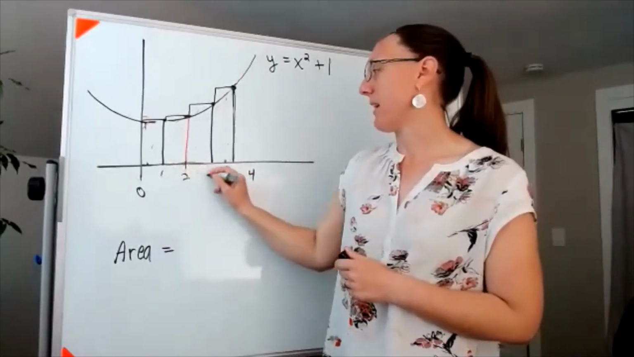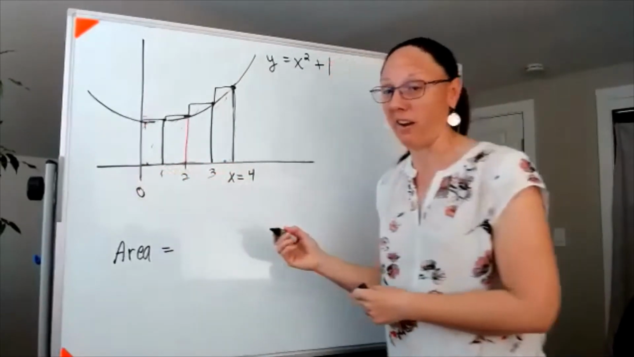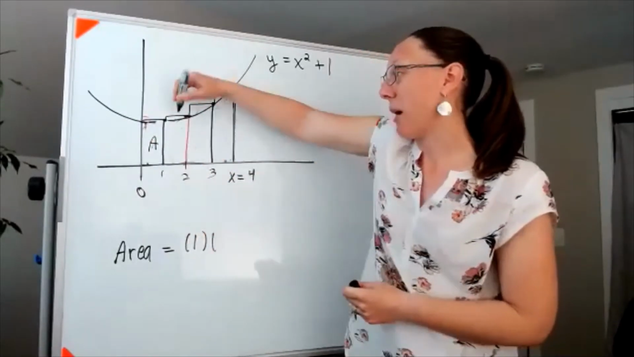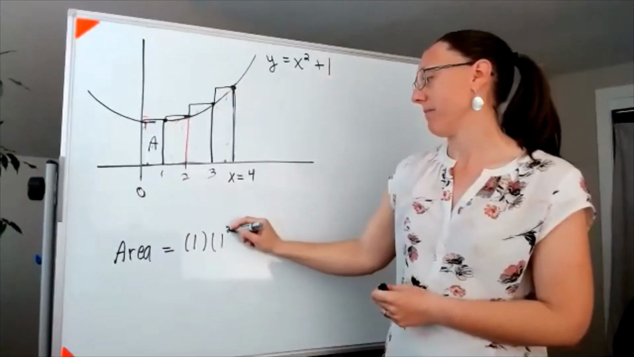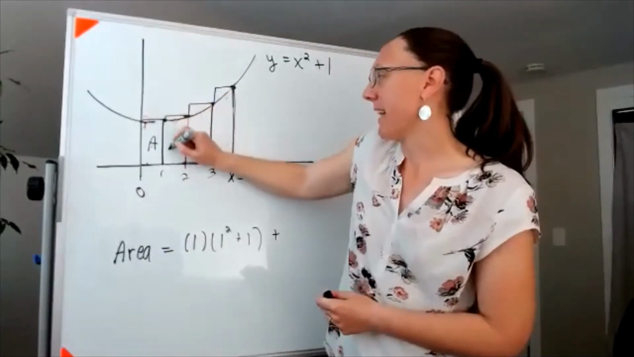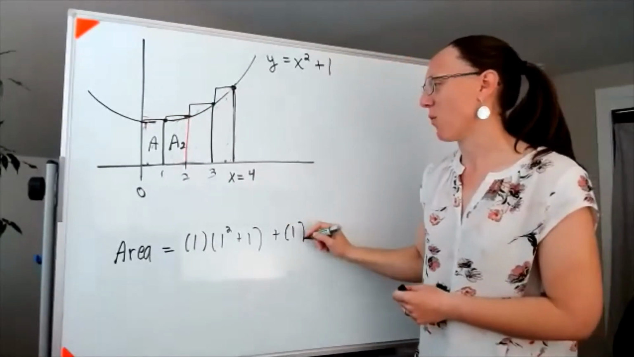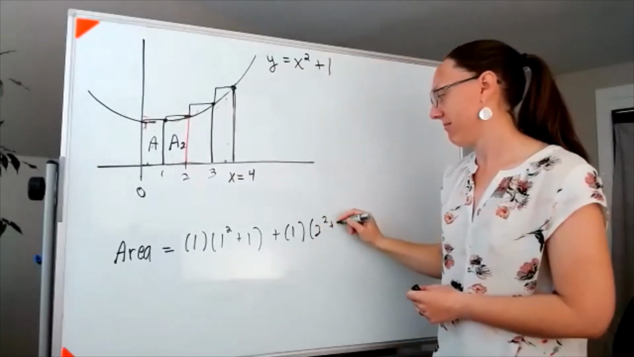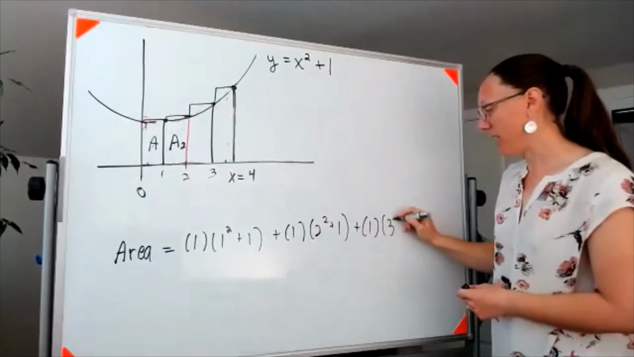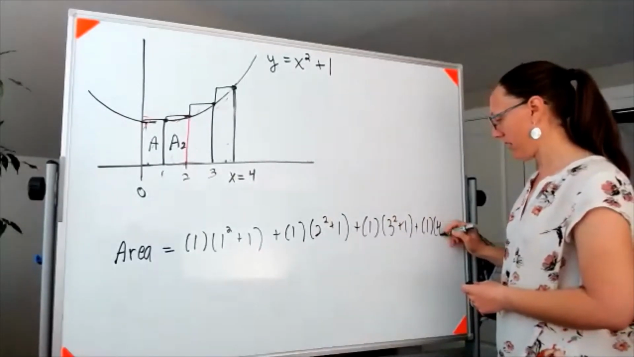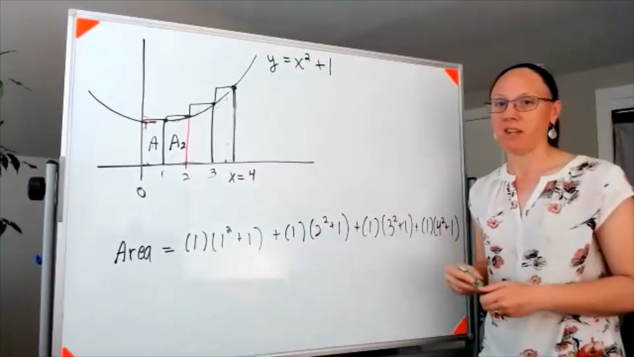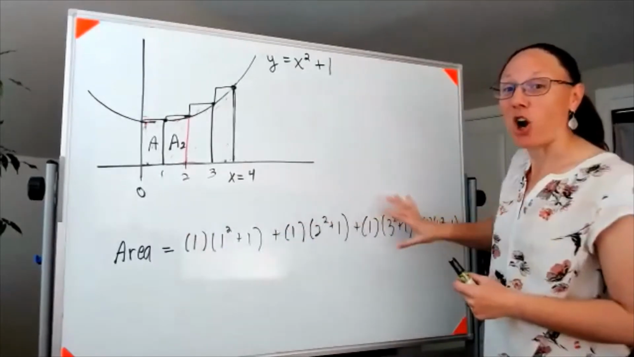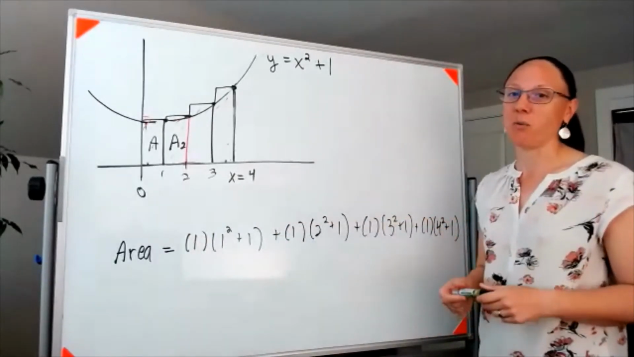The base of each of my rectangles now is only 1, right? So when I find that first area, I'd have a base of 1, and I'd get my height by plugging 1 into the formula. And then for my second rectangle, I'd have a base of 1, and I'd get my height by plugging 2 into the formula. And then 3, and then 4.